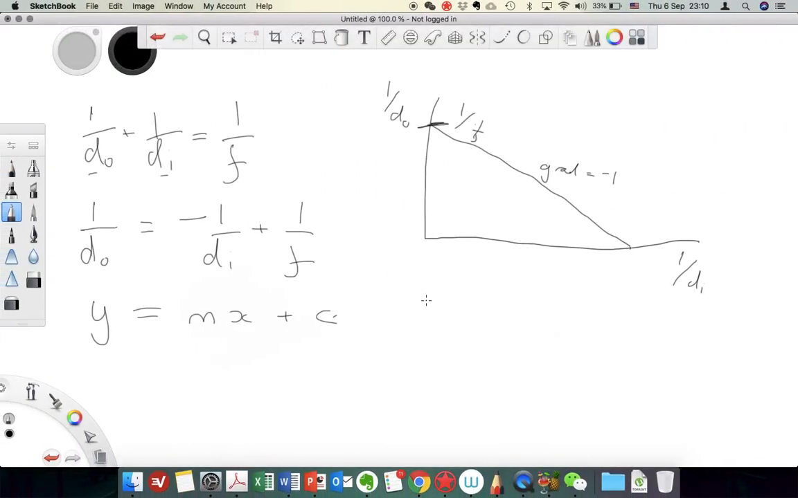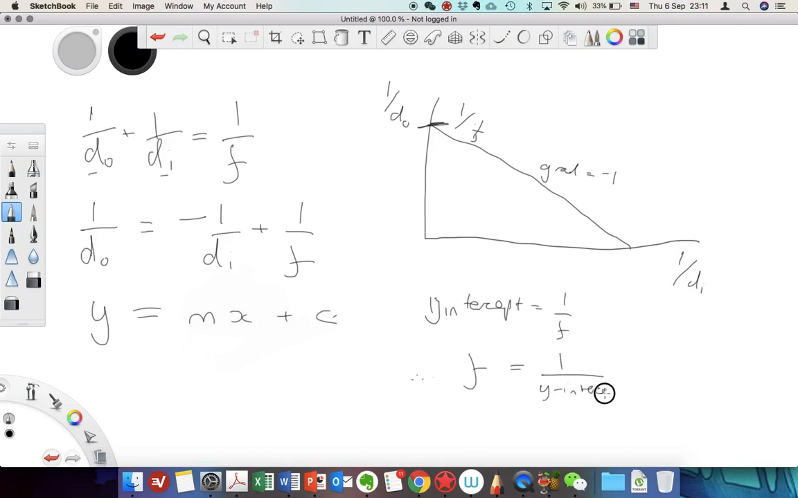So if the y-intercept equals 1 over f, therefore f equals 1 divided by the y-intercept. So that's how you could draw the graph and then interpret the graph to give you a value for the focal length of your lens.